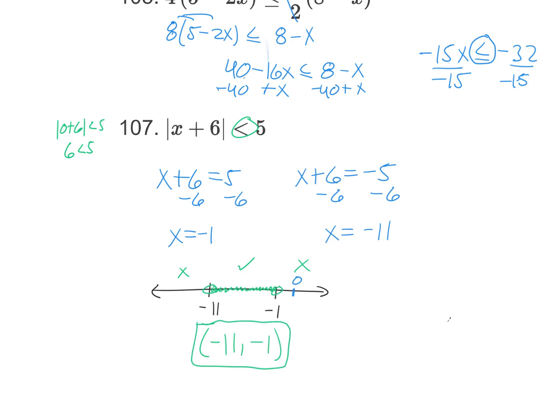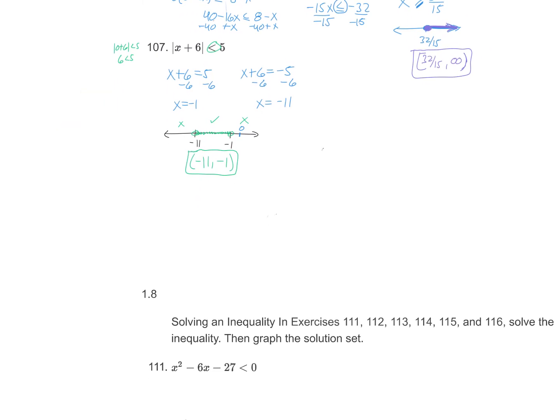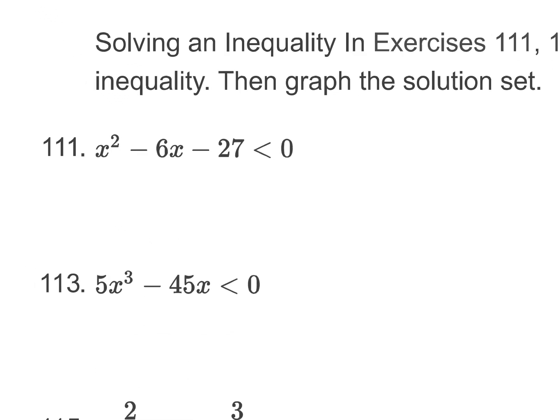Shouldn't be too bad. Pretty simple. And then it looks like we have a couple left over. I have 2 quadratics, or 2 polynomials, and then a rational. So let's try 111.